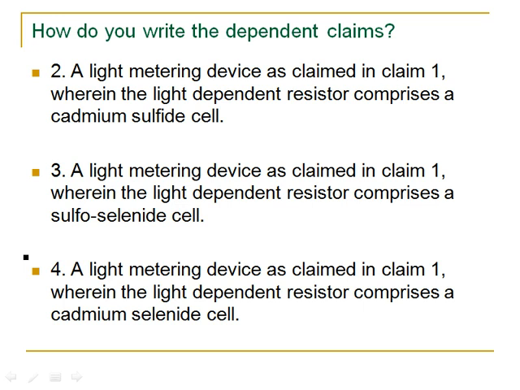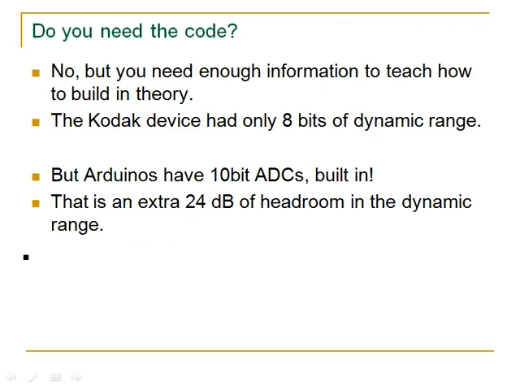A light metering device like claim 1, where the light-dependent resistor is a cadmium sulfide cell. Or maybe it's a light metering device just like claim 1 but instead we use a cadmium sulfoselenide cell. Or maybe it's a light metering device just like claim 1, but we use a cadmium selenide cell. You could go on and on like that. If they disallow claim 1, you're sunk. Right? But they could disallow any of the dependent claims, and you'd still have a patent.